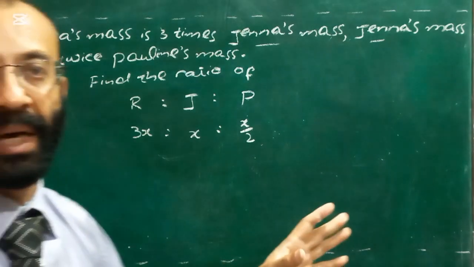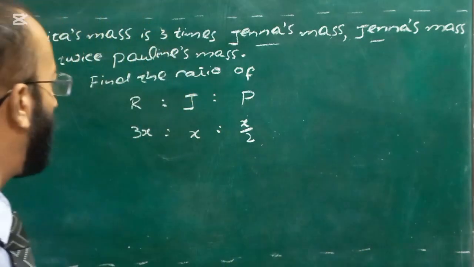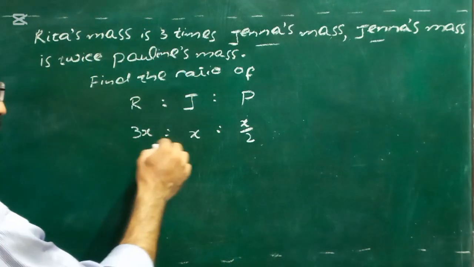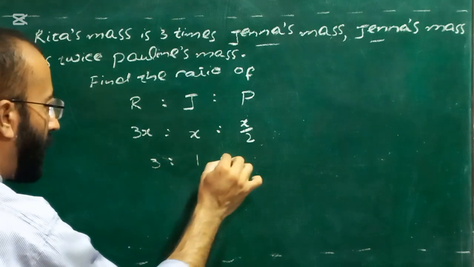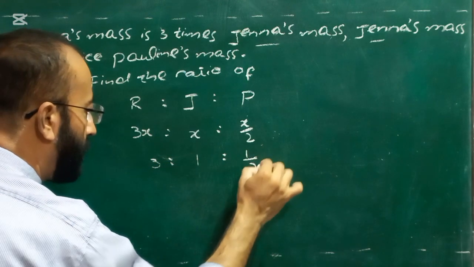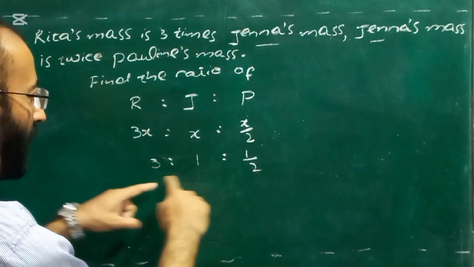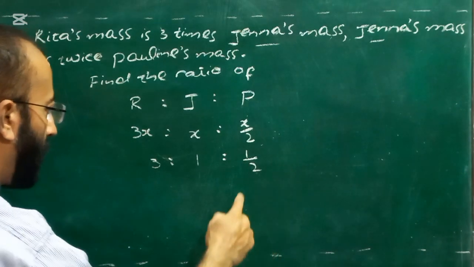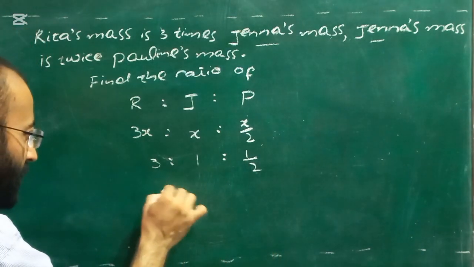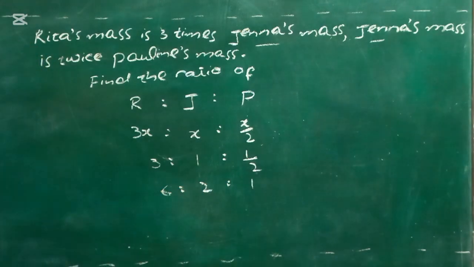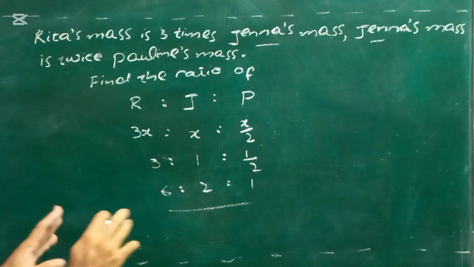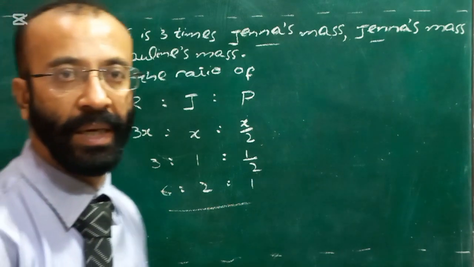From here we will simplify the equation now. So look now, x will be cancelled. So the remainder will be the ratio 3 to 1 to 1 by 2. So we will multiply throughout with 2. So look now, it will become 6, it will become 2, and it will become 1. So this is the ratio. This is the simplest form of the question.